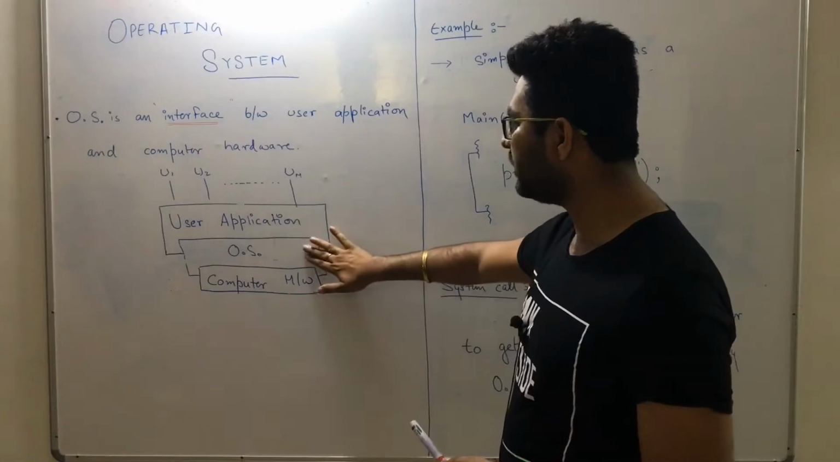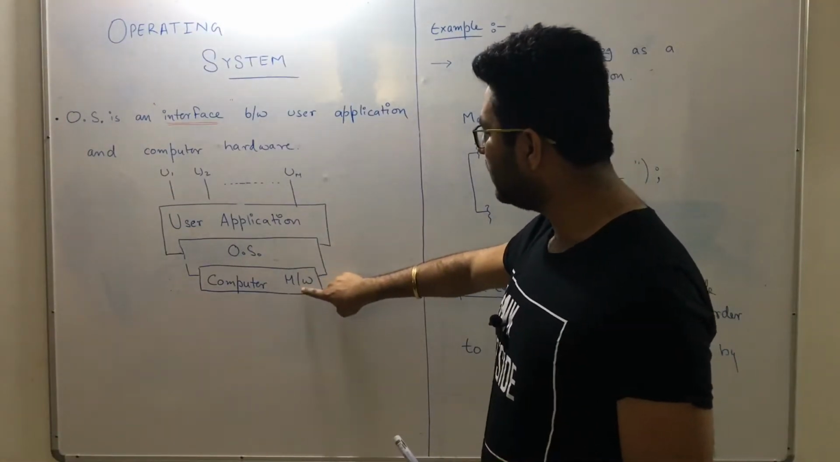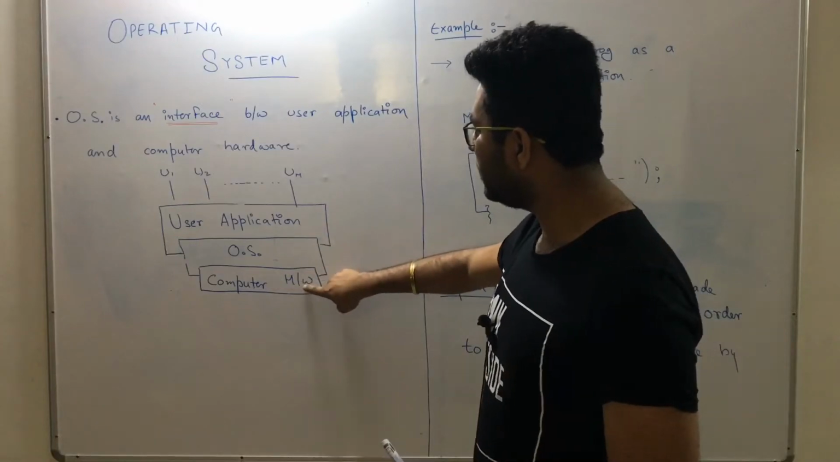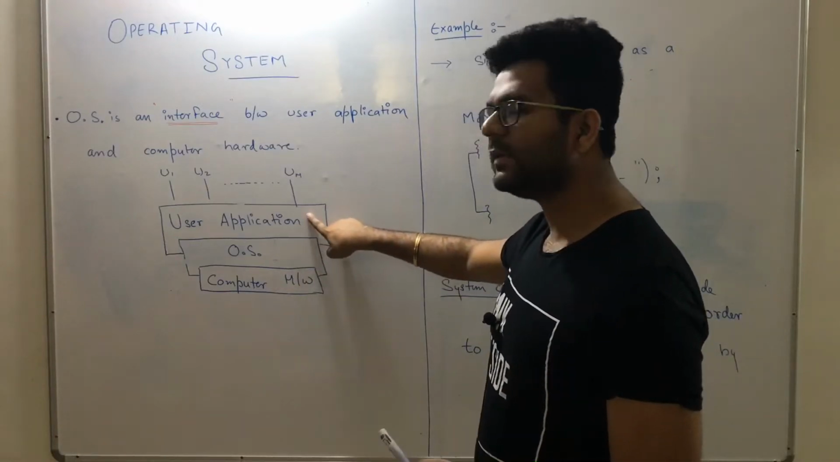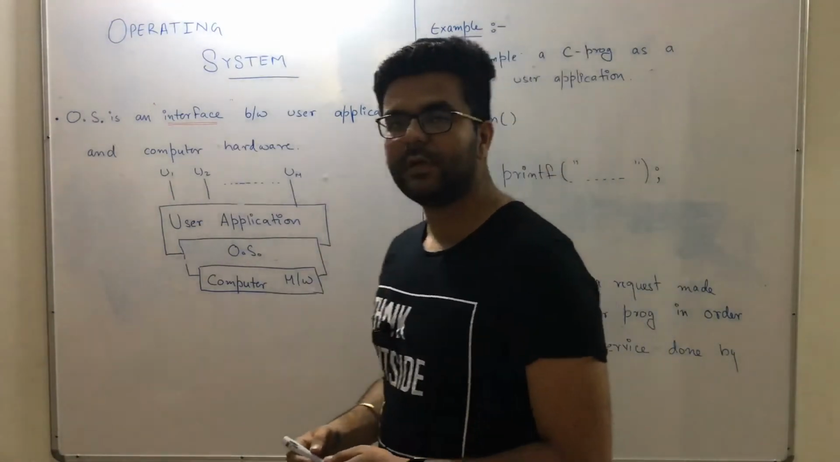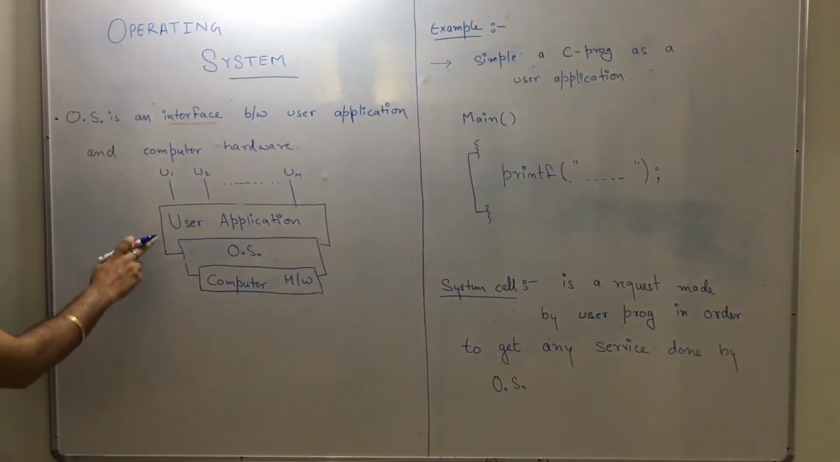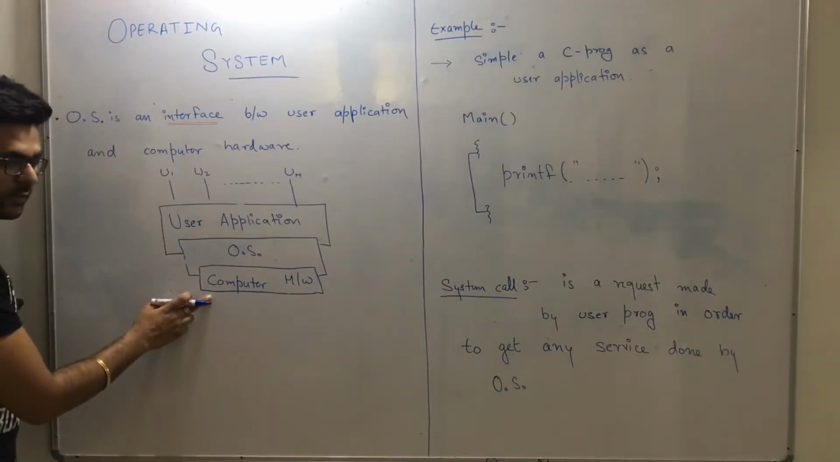See, in this diagram you can clearly see that operating system lies between two different things. One is a computer hardware and the other one is a user application. The responsibility of operating system is to provide an interface for a user to access this computer hardware.